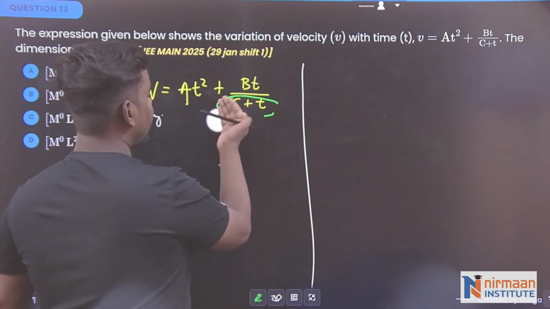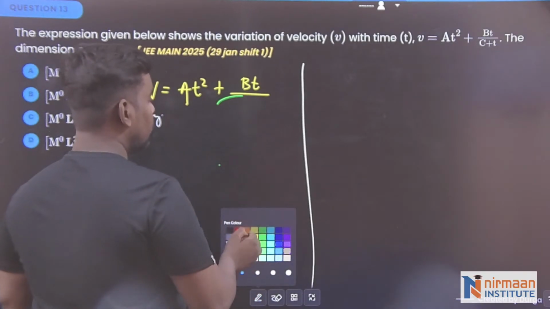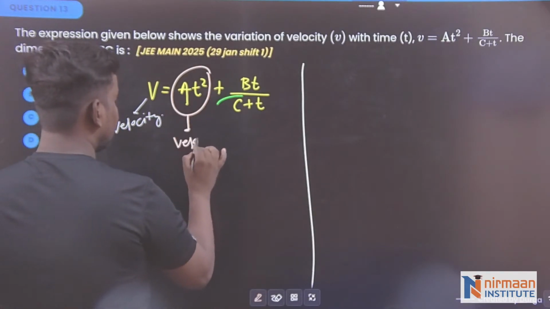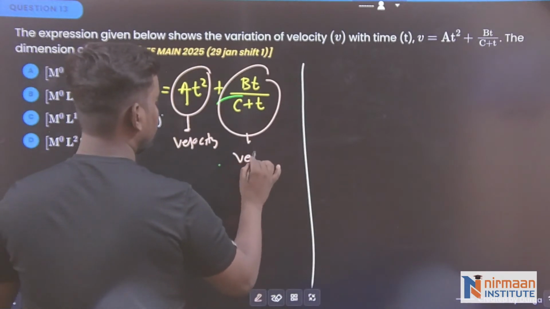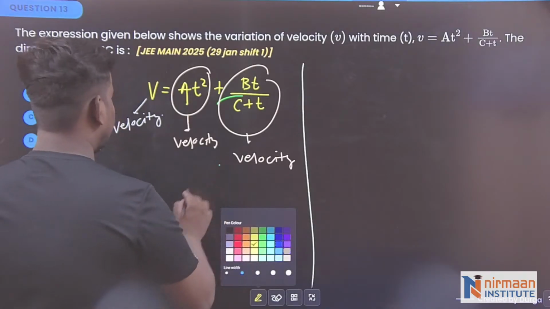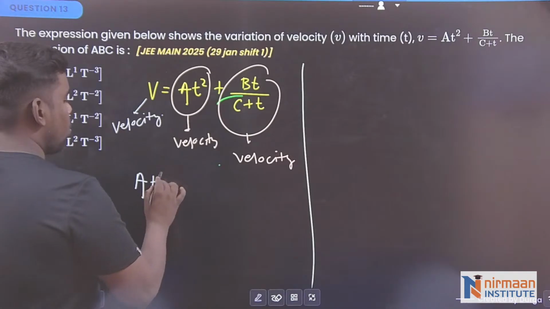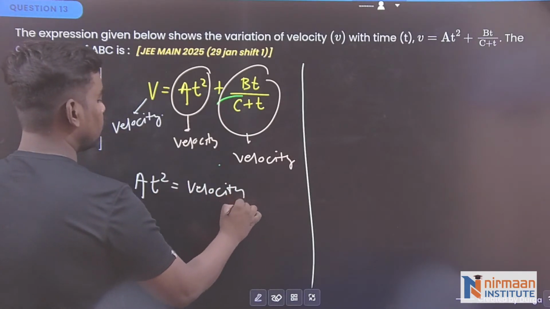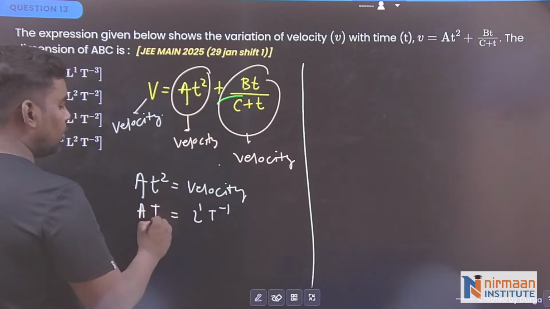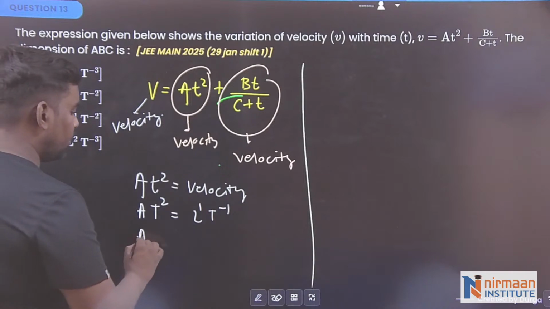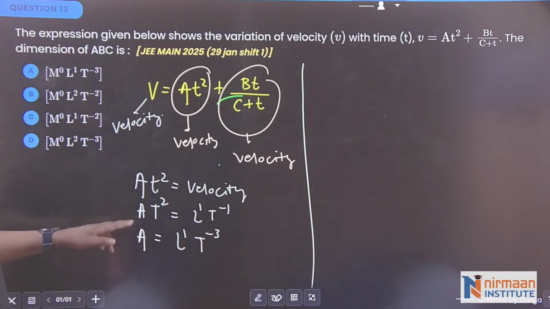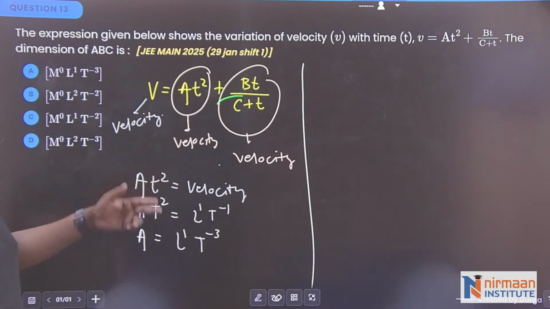If you apply the principle of homogeneity, if B is velocity, then this A T square must also be velocity. So I can write A T square is velocity, and velocity is L1 T minus 1. The T square I can write as T2. What is the A dimension? If I solve it, I get L1 T minus 3.